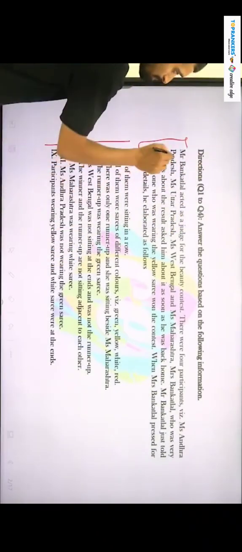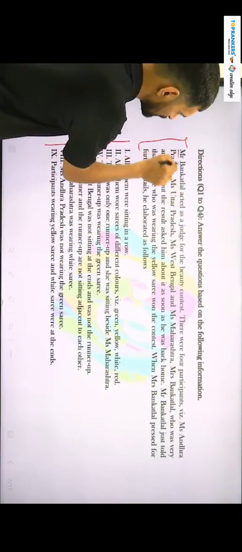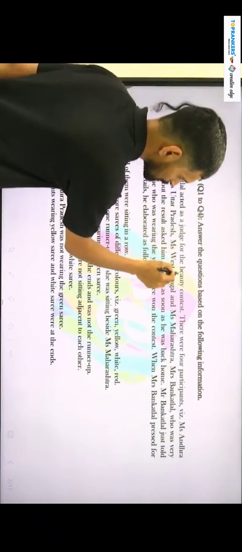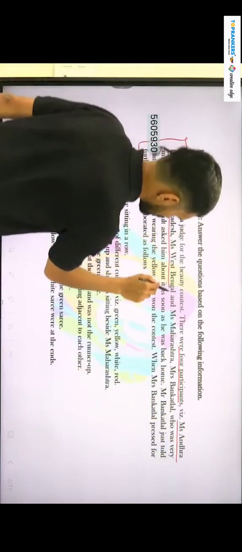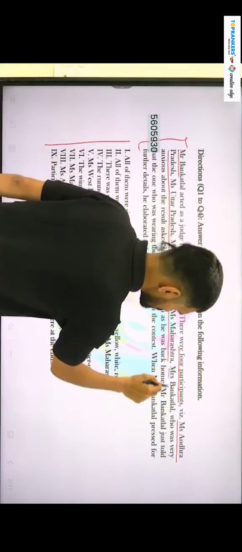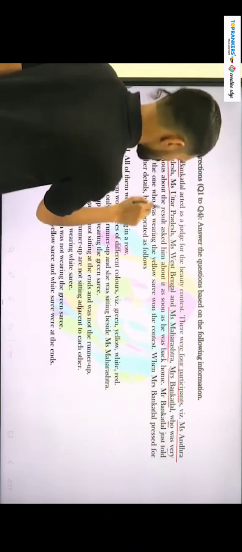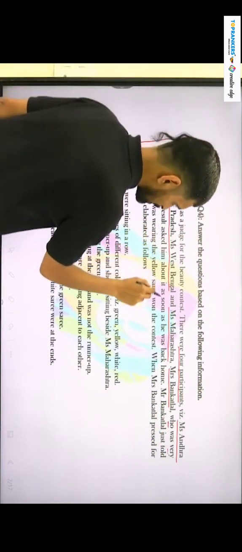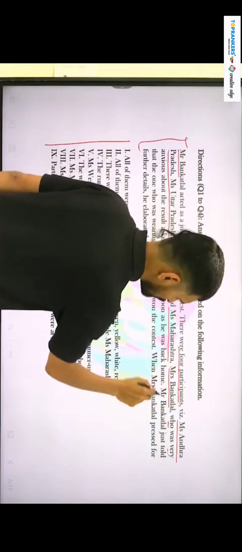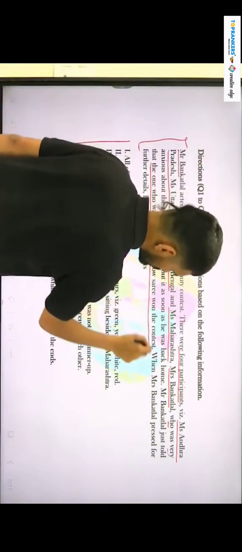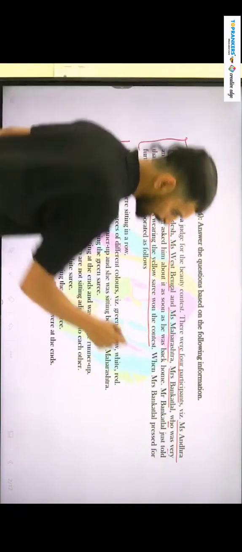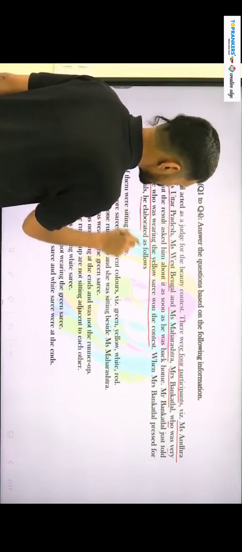It says Mr. Bankatlal acted as a judge for the beauty contest. There were four participants: Miss Andhra Pradesh, Miss Uttar Pradesh, Miss West Bengal, and Miss Maharashtra. Mrs. Bankatlal, who was very anxious about the result, asked him about it as soon as he was back home. Mr. Bankatlal just told her that the one who was wearing the yellow sari won the contest. When Mrs. Bankatlal pressed for further details, he elaborated as follows.